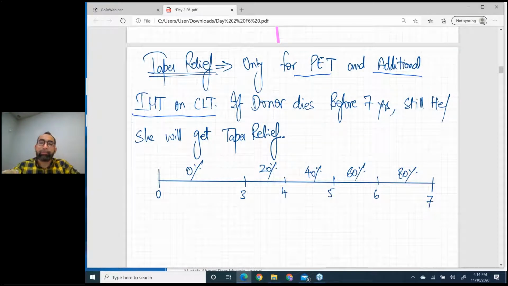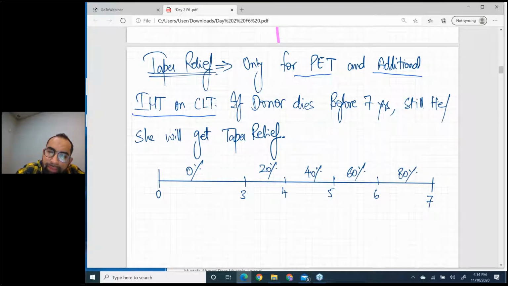Now, listen, what were the rules? Let us say the donor gifts an asset now, and he dies after 7 years. Then 0% tax, no tax. The donor did PAT now, and he died after 7 years. After 7 years of PAT, then 0% tax. But you know, the tax department has given one more favor. If you die before 7 years, or if you die close to 7 years, then you will get a new relief which is called taper relief. Look at the screen.